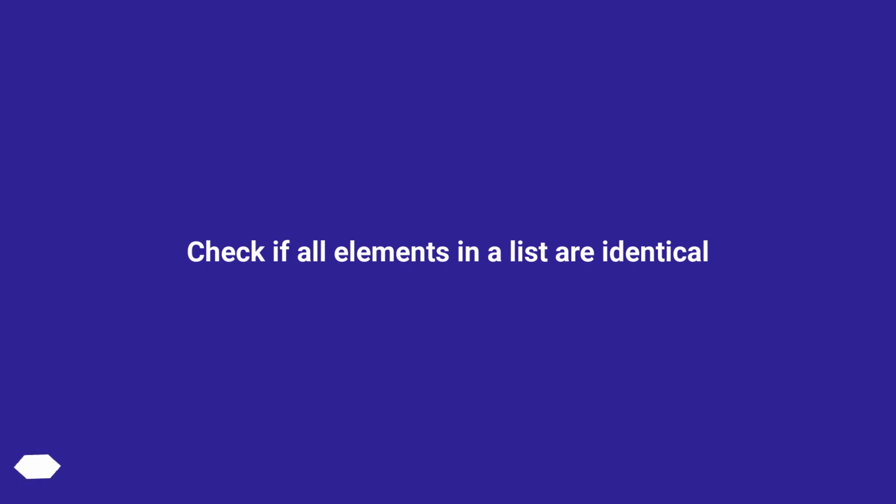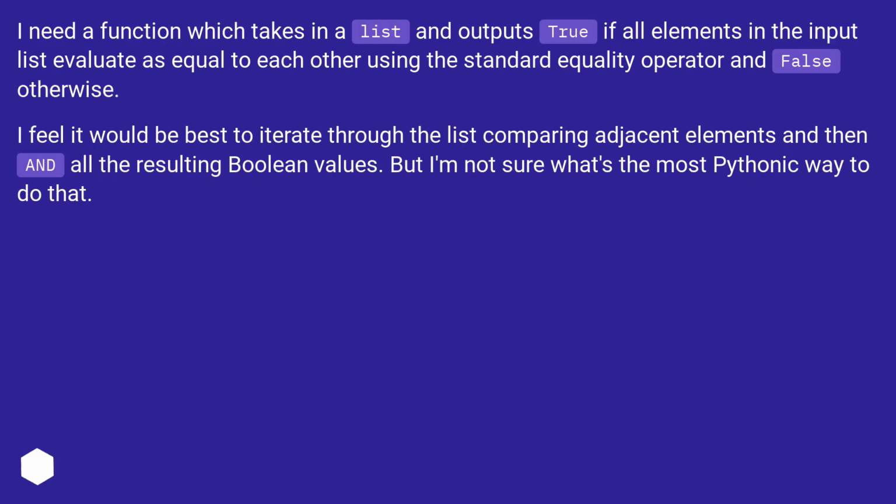Check if all elements in a list are identical. I need a function which takes in a list and outputs true if all elements in the input list evaluate as equal to each other using the standard equality operator, and false otherwise. I feel it would be best to iterate through the list comparing adjacent elements and all the resulting Boolean values. But I'm not sure what's the most Pythonic way to do that.